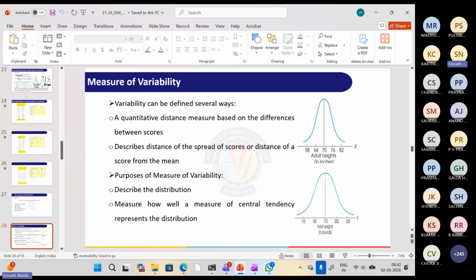So how can we define variability? It can be defined in several ways. It's a quantitative distance measure based on the difference between scores, that was the range, or it describes the distance of the spread of scores, or the distance of a score from the mean. So what you can say is, okay, look, you can ask.